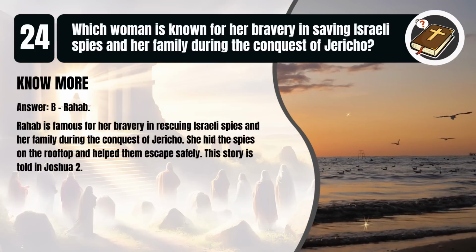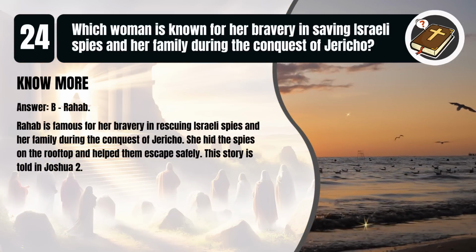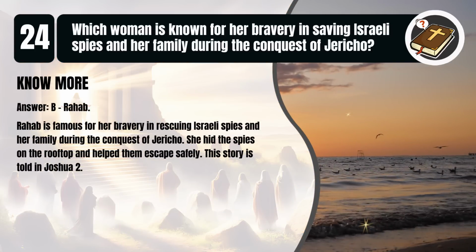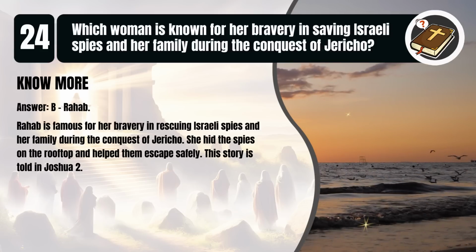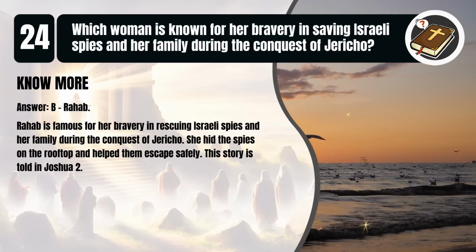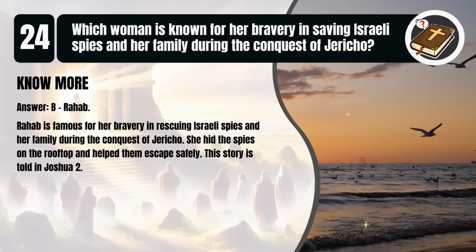That's B. Rahab. Rahab is famous for her bravery in rescuing Israeli spies and her family during the conquest of Jericho. She hid the spies on the rooftop and helped them escape safely. This story is told in Joshua, chapter 2.